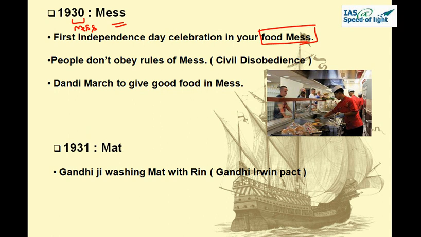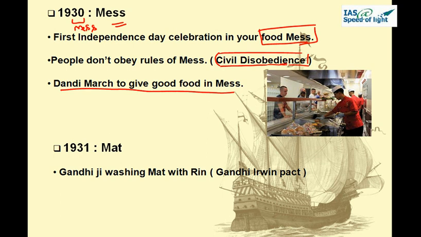Okay, 1930 we also see civil disobedience. Disobedience means not obeying the civil laws, not obeying the laws established by the authority, and people normally don't follow any laws of mess. So mess we are relating it with civil disobedience, like not obeying the laws, and the first Independence Day, and also after that disobedience, Dandi March. Dandi March to give good food in mess.